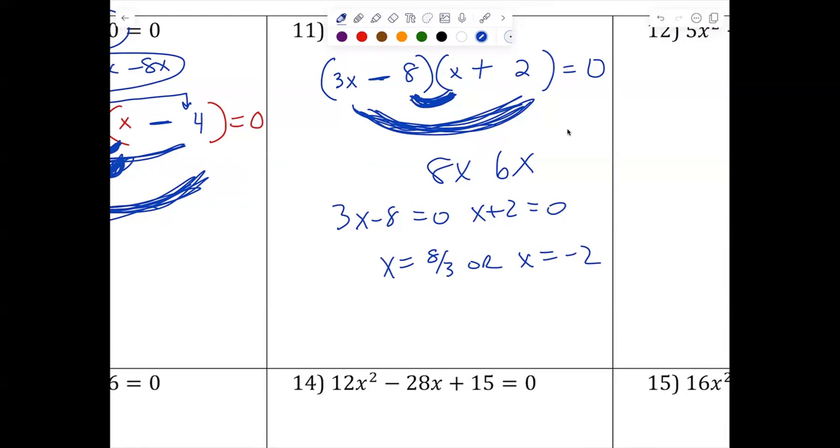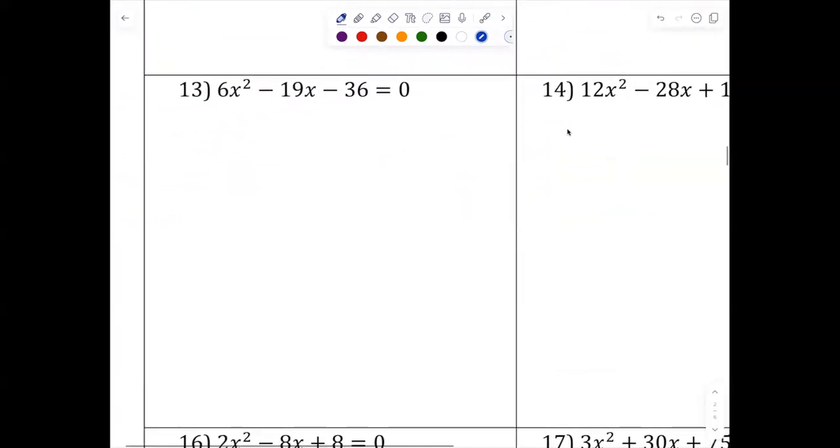Does everybody understand now why, if you don't know factoring, this is impossible, right? Impossible. If you know factoring, this is what? Easy. All right, here we go. Let's check out 13. 13 is a hard one. All right, so what am I going to start with?